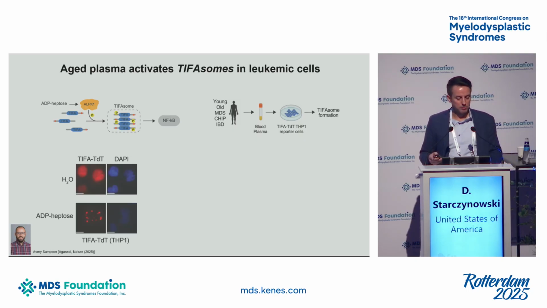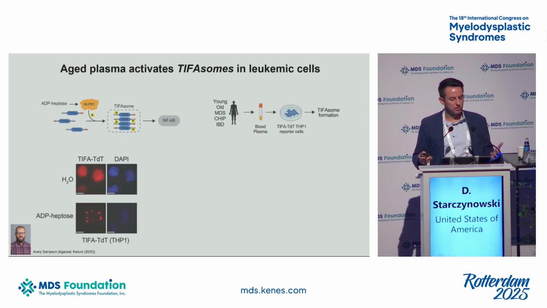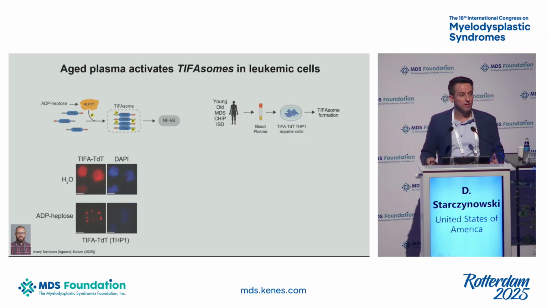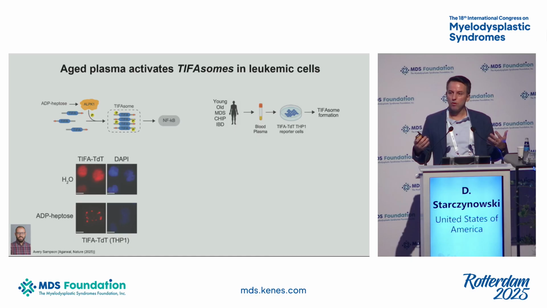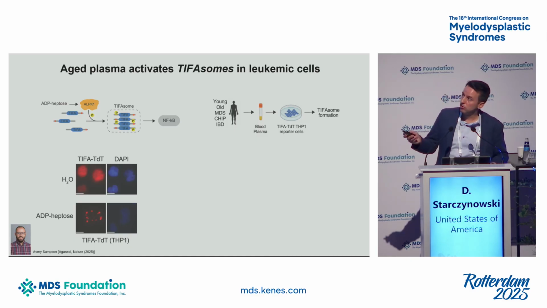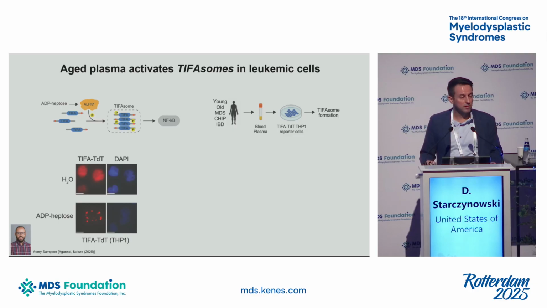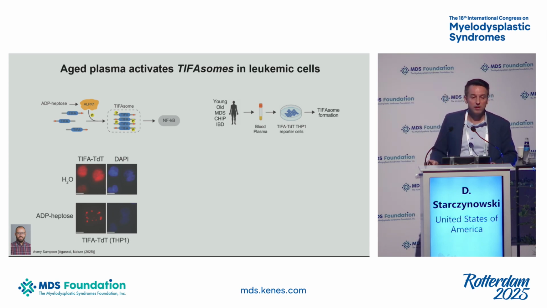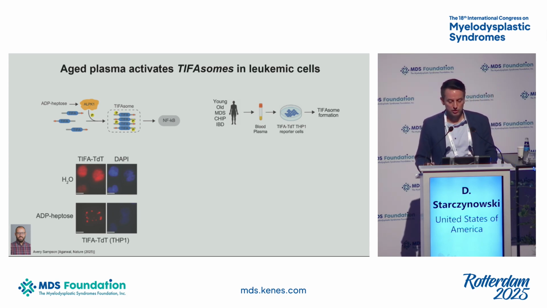So in the first experimental setup, we just took these reporter cells and added ADP heptose. Without ADP heptose, these TIFAsomes are not formed. You can see the diffuse expression of TIFA in the cytoplasm. But as soon as they are sensing ADP heptose, and we just add very low quantities of ADP heptose to these reporter cells, you get these puncta that form, and this is an indication of TIFAsome formation.